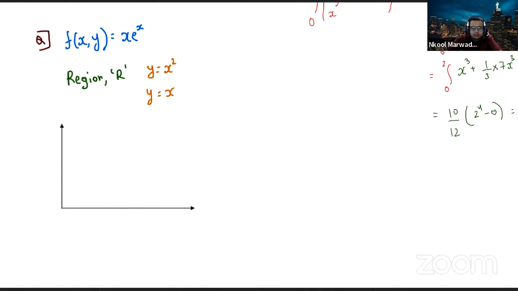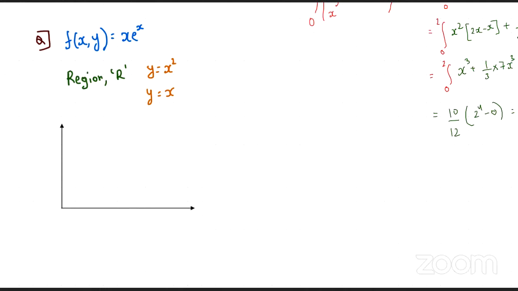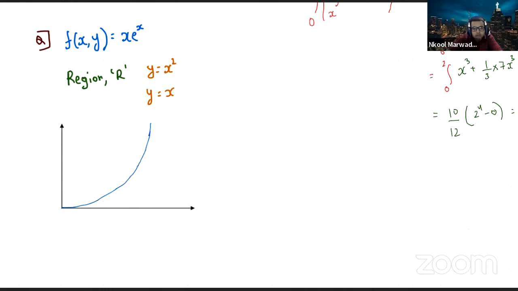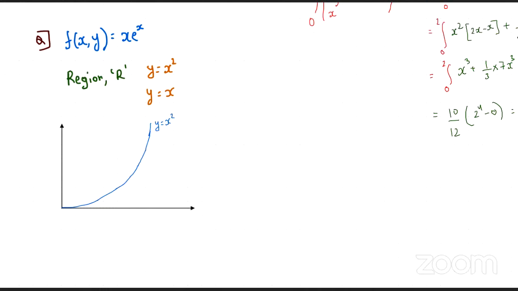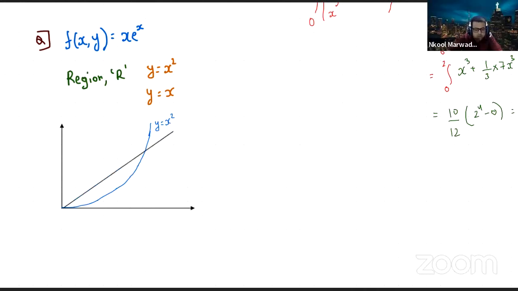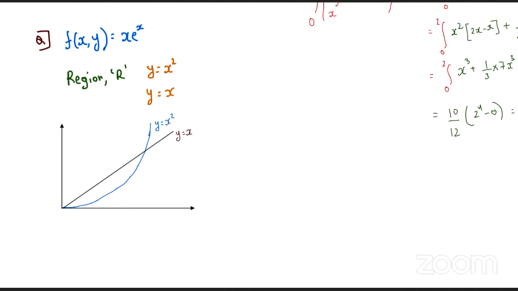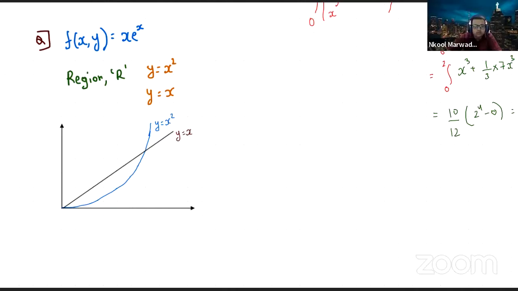Now what we have to do? First, we have to draw y is equal to x square. Then we have to draw y is equal to x. This graph is easy, we can draw it, and hence we are drawing. Now this is the region whose area we have to calculate.